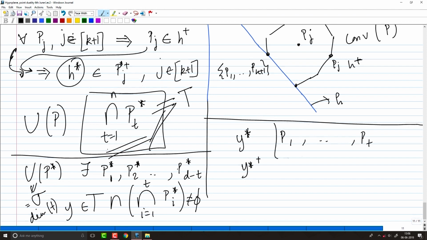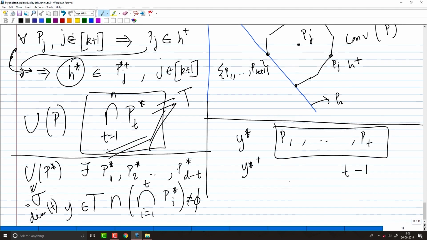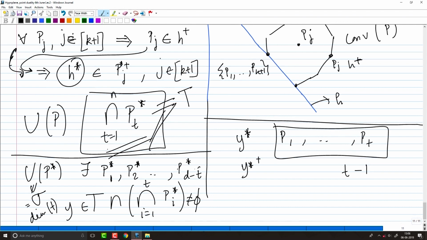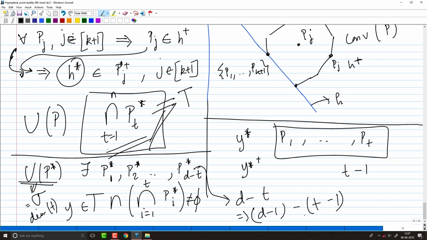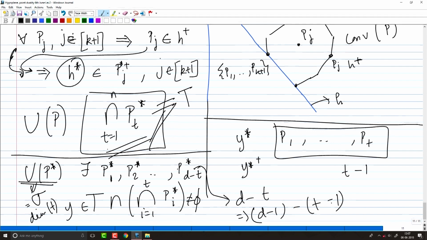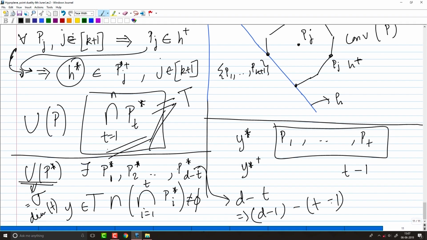So by the way, what will be the dimension of the simplex here? t minus 1. So am I making some mistake when I do this? It is not, right? Because d minus t, you should write it as d minus 1 minus of t minus 1. The dimension of the upper hull is d minus 1, right? So it's okay. d minus 1 minus of t minus 1 is going to a t minus 1 simplex in the lower hull. Upper envelope to lower hull.